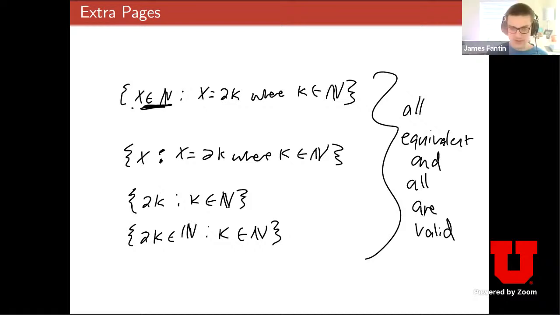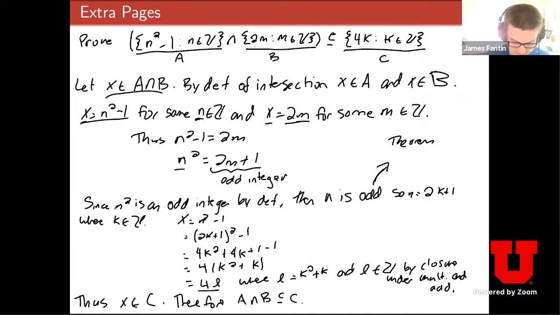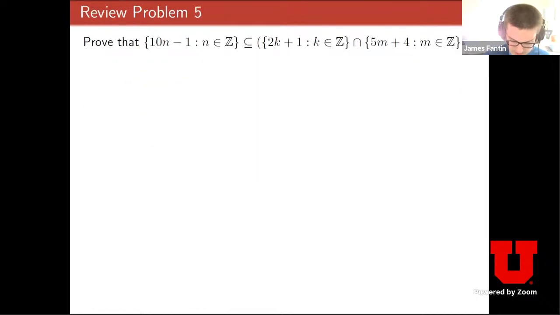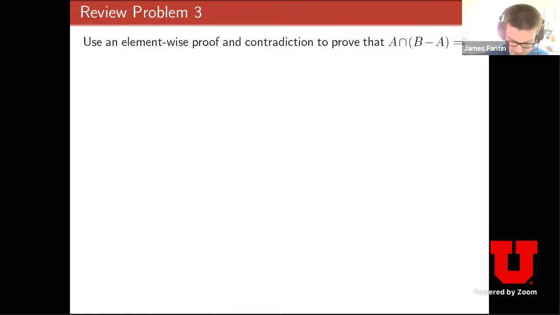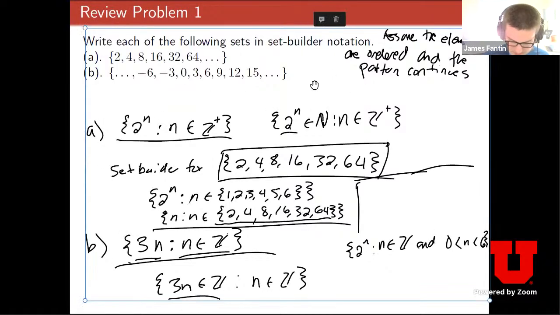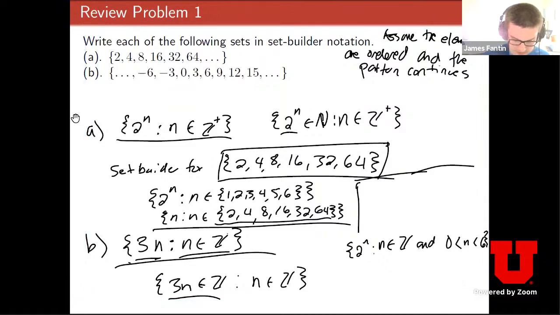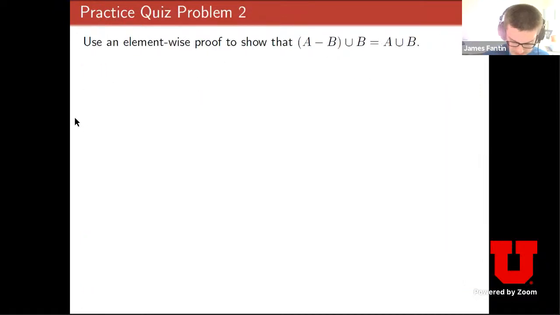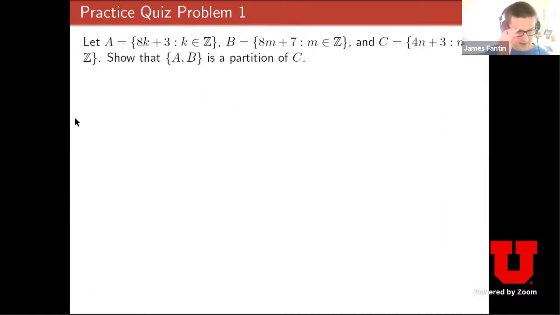All right, so the other topic people really wanted to go over was partitions. I don't have an extra partition problem, but we can take a look at the one from the practice quiz and go over what we need to do for partitions. So let's take a look at this problem. This is just on the practice quiz.